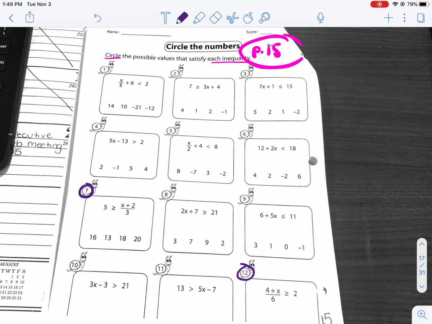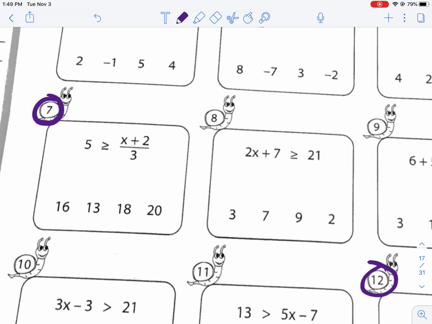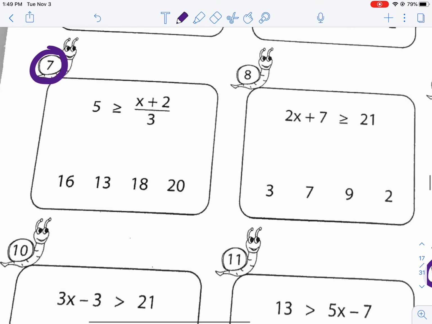So we're on page 15 in our notes. Again, if you don't have the packet for some reason, you can follow along. And I want to actually take a look at some of the fraction ones today. Those have been a little tricky for people. So let's look at number 7.